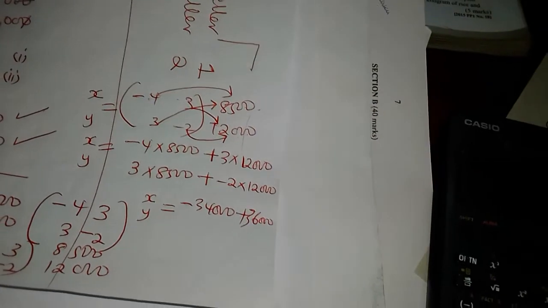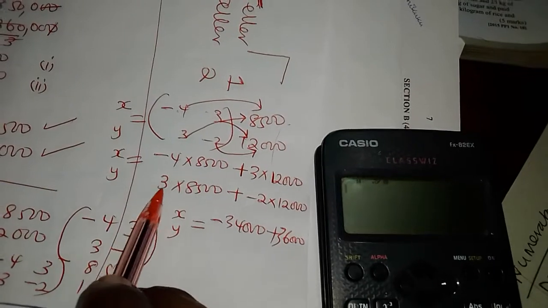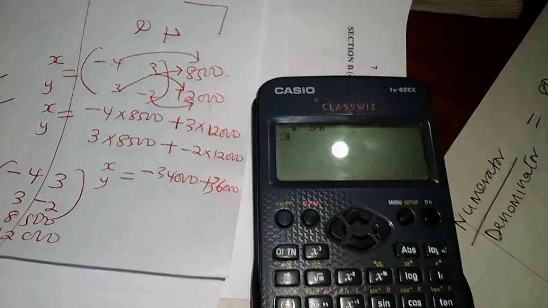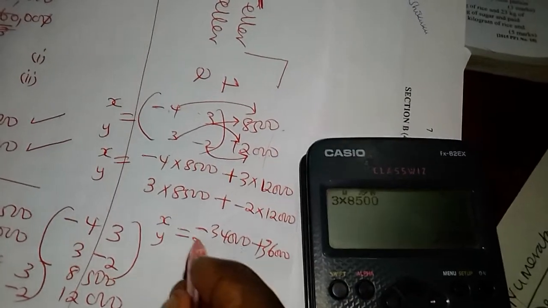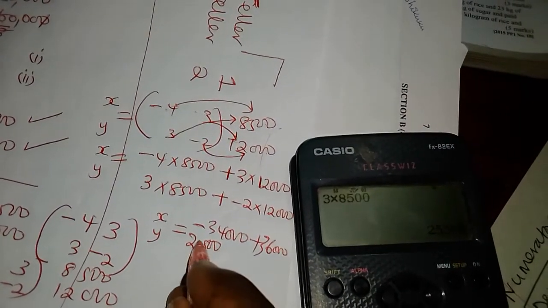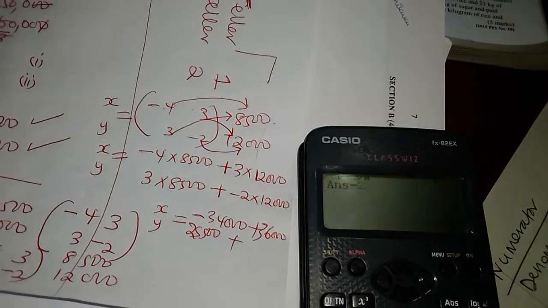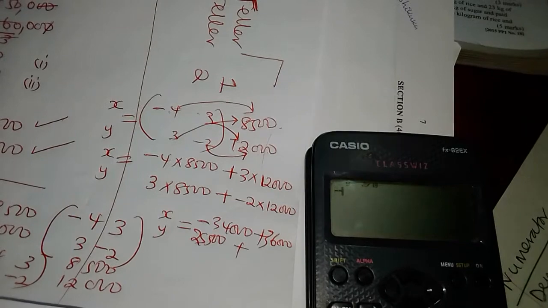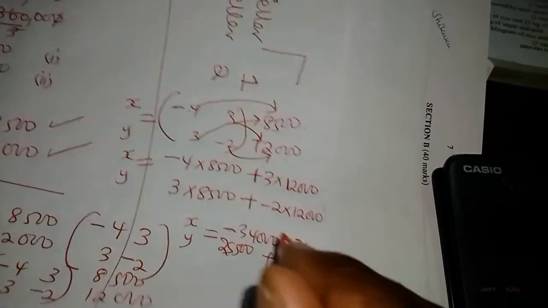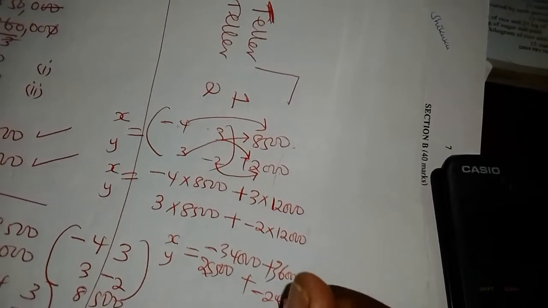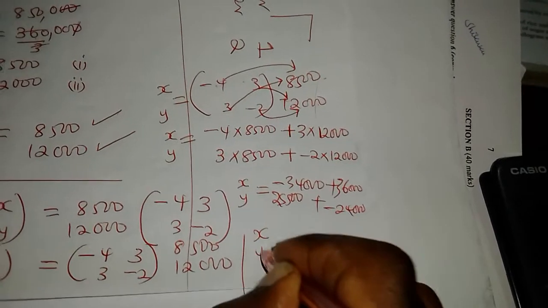Then I'll come back to the next part, the one below it. So I'll say 3 times 8,500. I'll get 25,500. Then plus, I have -2 times 12,000. It gives me -24,000. Good. So again, I'm going to write x, y.